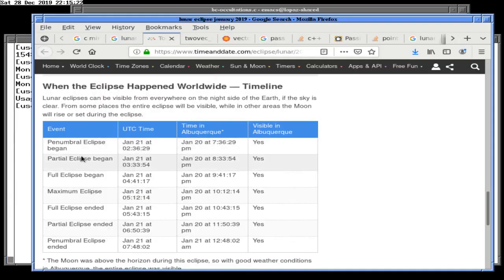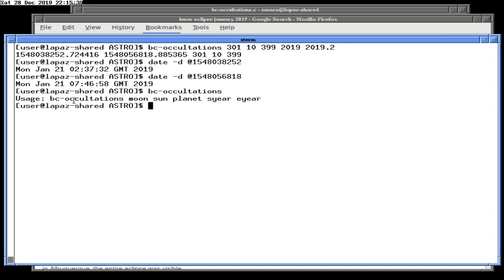Right, so the penumbral eclipse means a part of the moon is being partly obscured by the Earth. So that is correct. That's what we're looking for. And the partial eclipse ended, penumbral, at 7:48, and we say that happened at 7:46. That is not bad at all. That is a pretty damn good prediction for assuming spherical orbits. So it looks like we might be in good shape here.